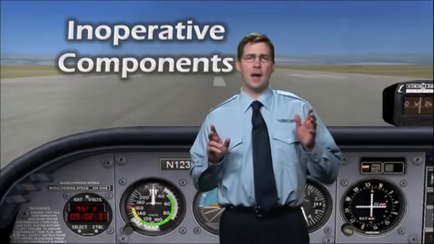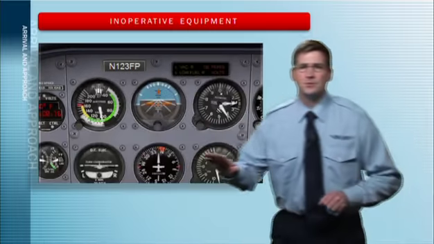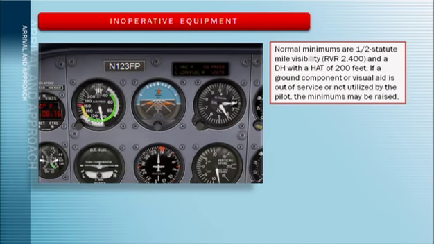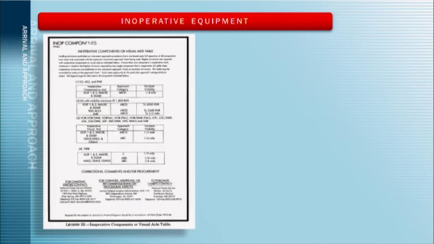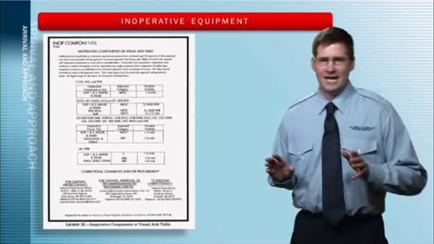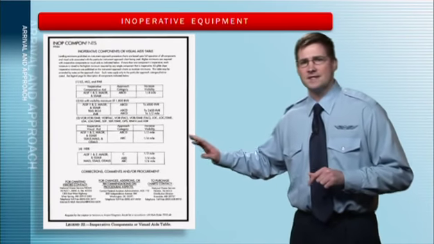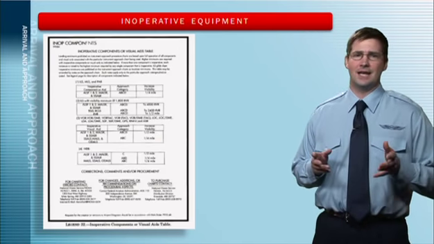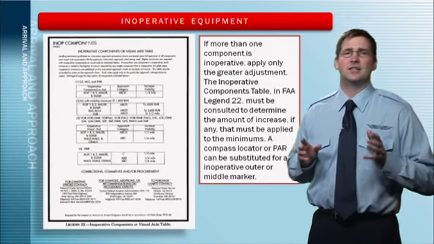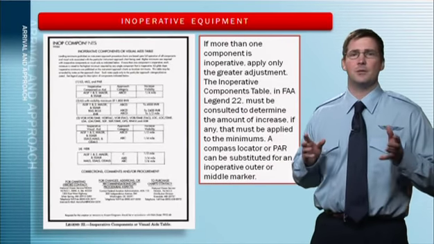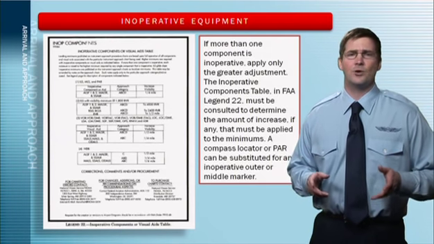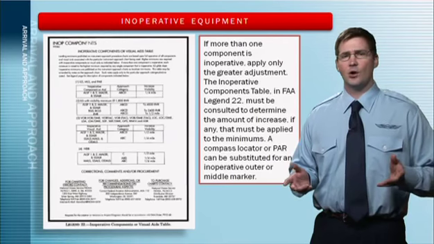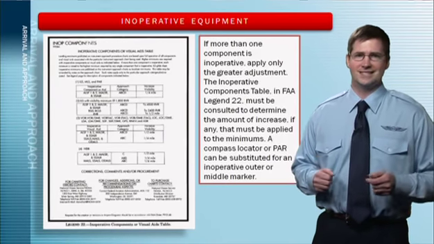And what do we need to know about inoperative components? Well, normal approach minimums with all ground equipment in operation are as published on the approach charts. However, if a ground component or visual aid is out of service or not used by the pilot, the minimums may be raised. Now, if more than one component is inoperative, the larger of any two minimum adjustments is applied. Now, we can find this information shown here in Legend 22 provided by the FAA, highlighting how this information is displayed and might apply. Sometimes it pays for the pilot to think of all possibilities rather than just accepting the published minimums. As an example, if an outer or middle marker is inoperative, a compass locator or precision approach radar approach could be used as a substitution.